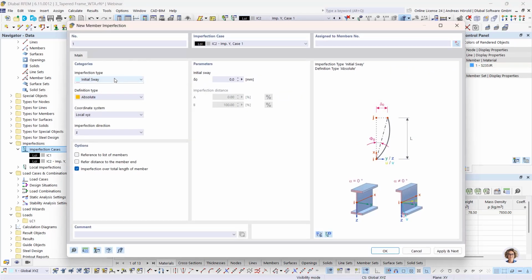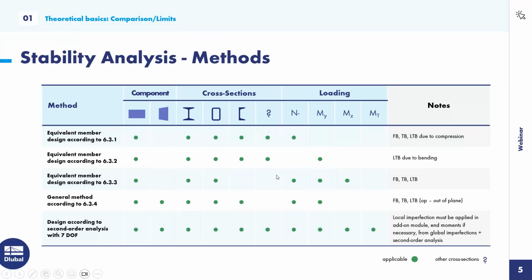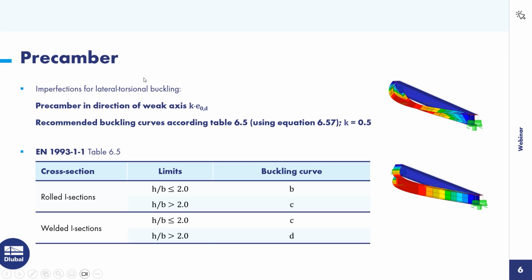So initial bow, then manually relative, in global axis system, y direction. Yeah, and what I have to enter here, I will show that on the next table. Pre-camber, those are the limits from the standard. The key value is 0.5.